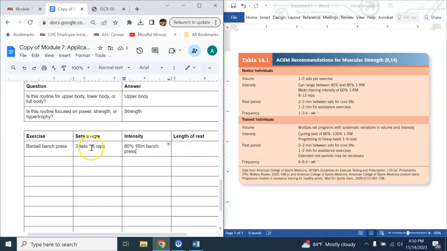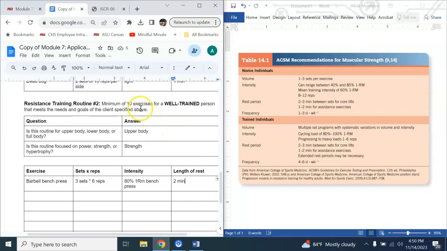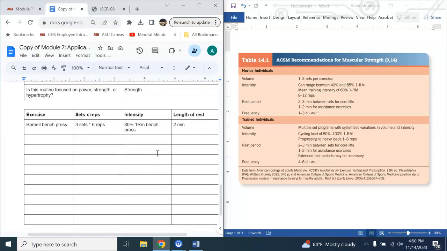That's pretty heavy. It's a pretty high volume. So I'm going to go with the longer 3 minutes. Let's go with 2 because I want this person to get out of here today. I'm seeing right now the flaws in telling you to prescribe 10 exercises, because this is going to be a beast of a routine. But anyway, it's just an exercise.